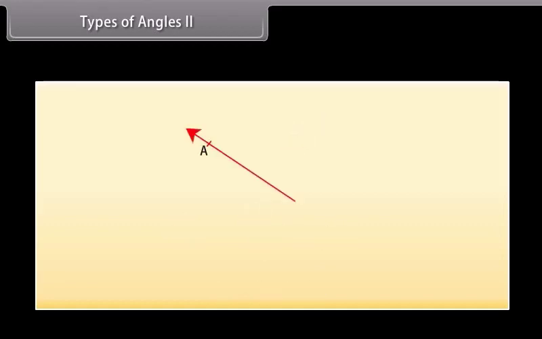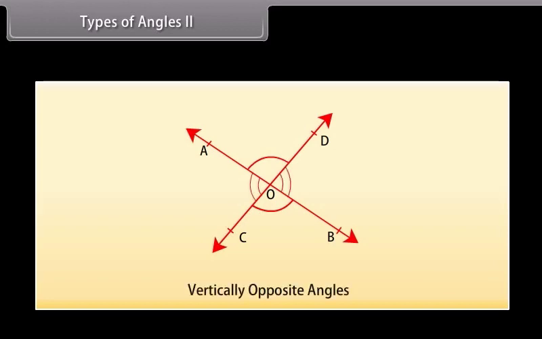When 2 lines, say AB and CD, intersect each other, say at a point O, then the angles formed are called vertically opposite angles. These are two pairs of vertically opposite angles. One pair is angle AOD and angle BOC, and the other pair is angle AOC and angle BOD.